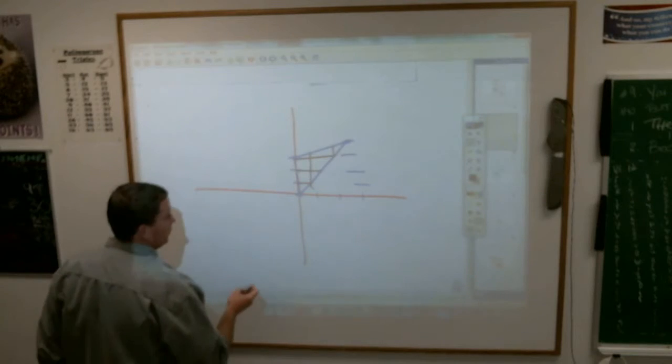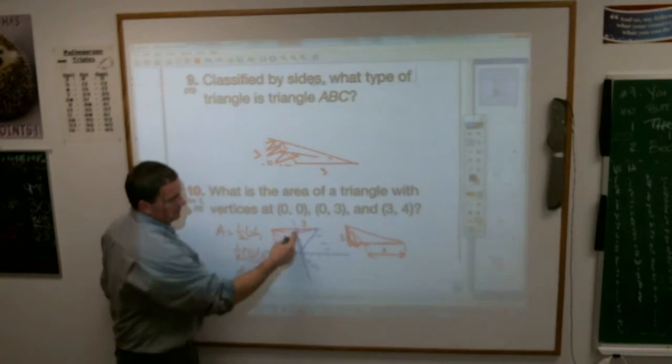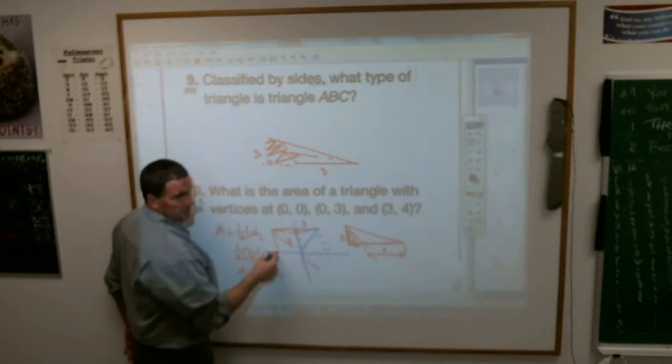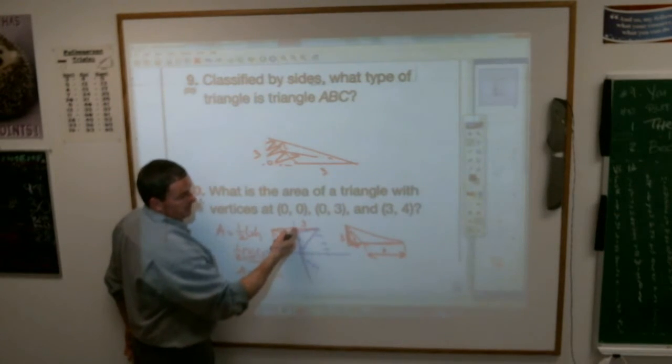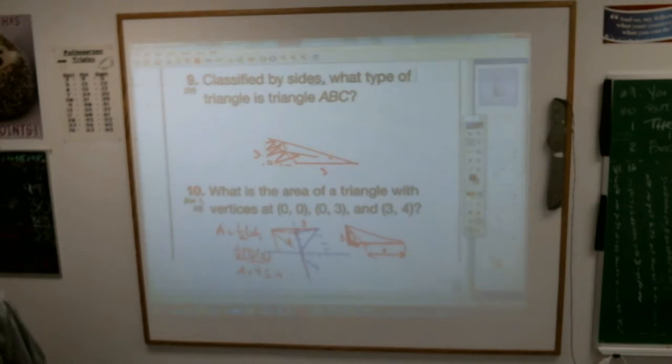So just know, when you do this, you want to pick the line that's on one of the axes to be the base, and then just draw a straight line to it. So we need to move on, because we don't have that kind of time. I'm just going to say that the book is incorrect on that one. I'll look and see if maybe there's an answer key here somewhere.